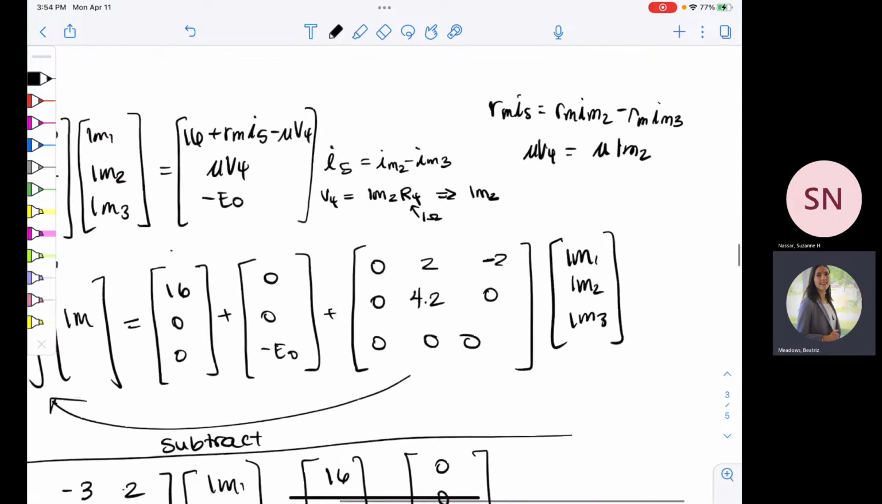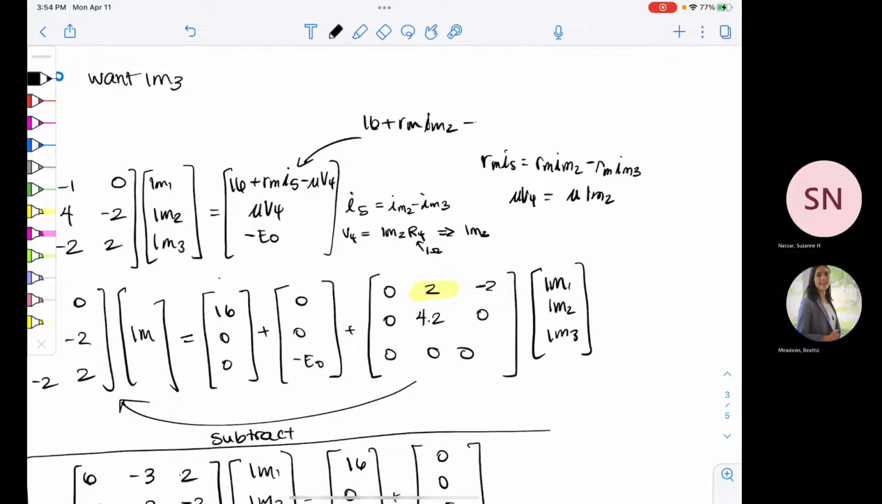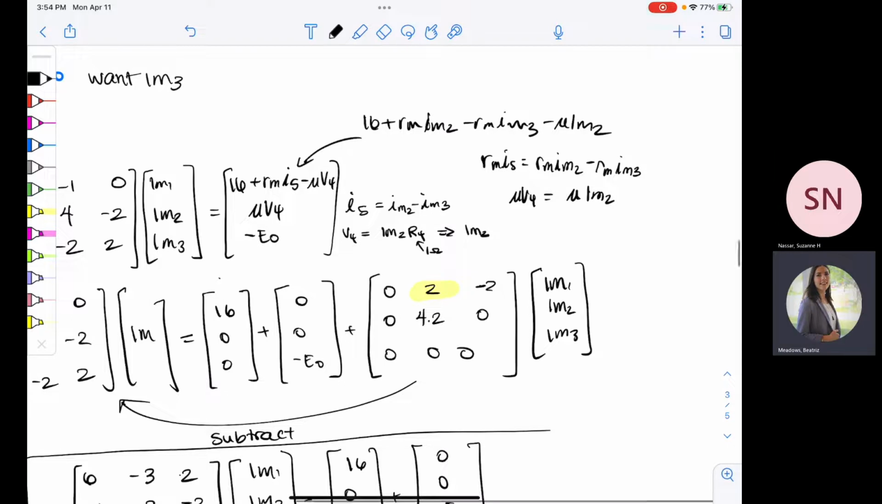Hold on, guys, we messed up somewhere here. Right here. So what's the real value going to be? Because we're not only going to have RmIm2, we're going to have RmI5 minus mu V4. So this whole term is 16 plus RmI5. So that's going to be RmIm2 minus RmIm3 minus mu V4, which is Im2. So what's the new value here?